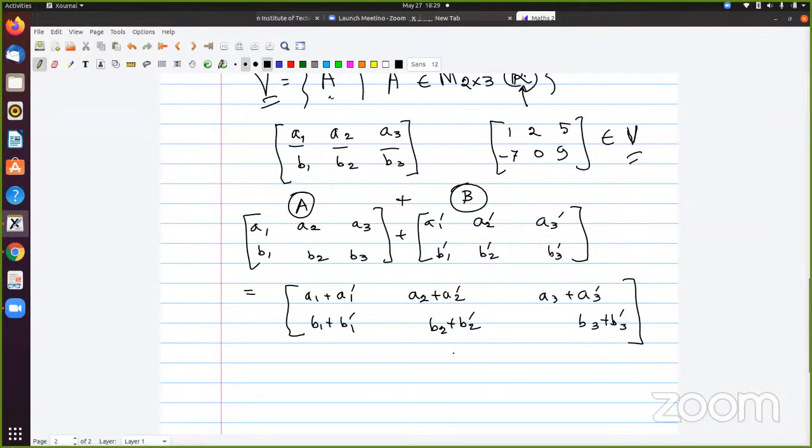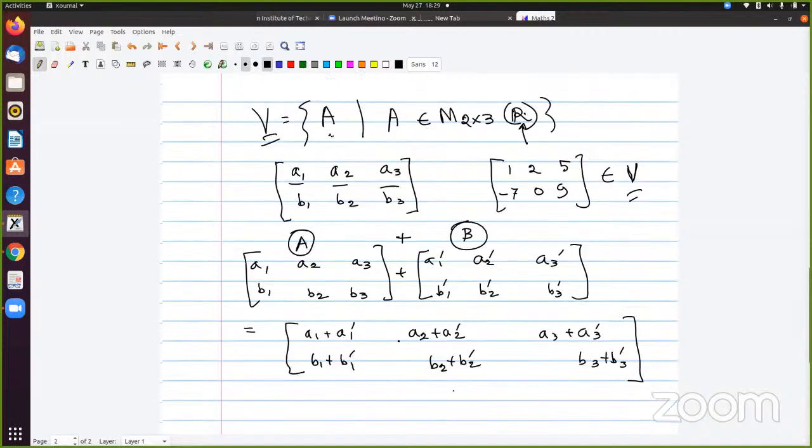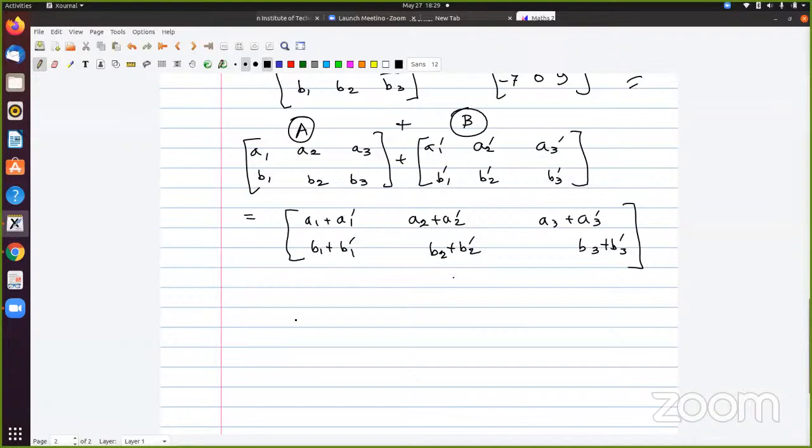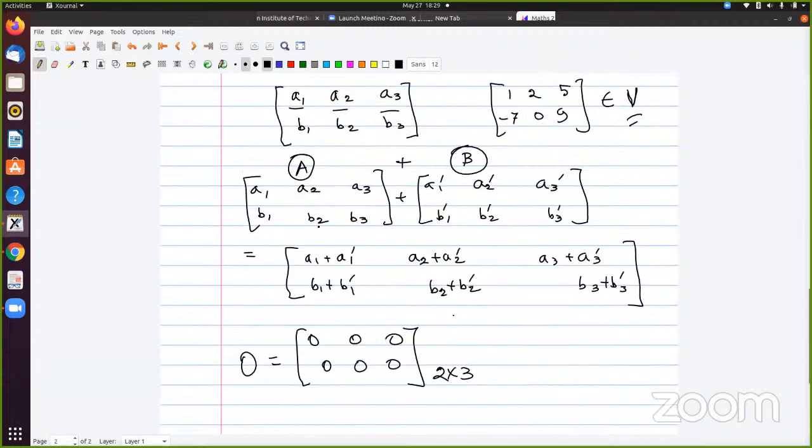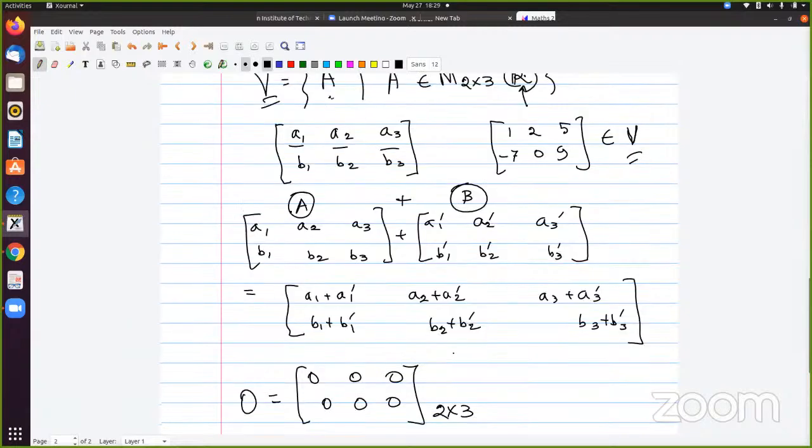Now tell me, what is the zero in this vector space? What is the zero element in this vector space? The zero matrix, 2 cross 3, all the elements are zero, right? So this is the zero element in this vector space. Inverse, basically you will get a minus at each element. That will be your inverse.